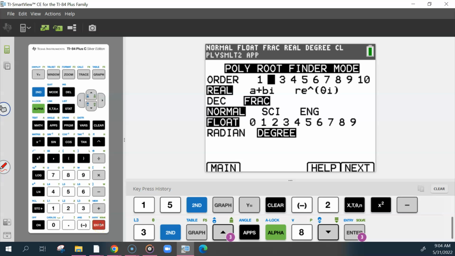A lot of this should be the same, so you shouldn't need to change this, but if it's not on this, change it. So the order should be 2, because we're dealing with quadratics that are degree of 2. Real, leave them as fractions, normal, float, degree. And then hit next, which should be graph.